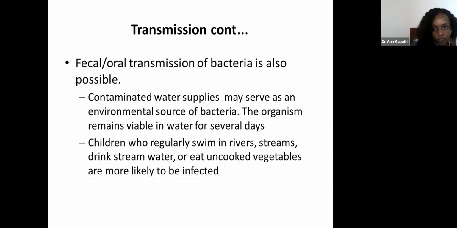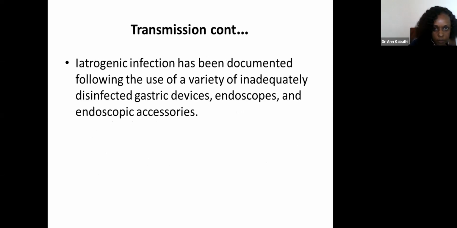So fecal-oral transmission of the bacteria is also possible. And this is mainly through contaminated water supplies. Contaminated water has been shown to serve as an environmental source of the bacteria. This bacteria can remain viable in water for several days. And children who regularly swim in rivers and streams, and drink stream water or eat uncooked vegetables are most likely to be infected. So oral transmission has not yet been confirmed.